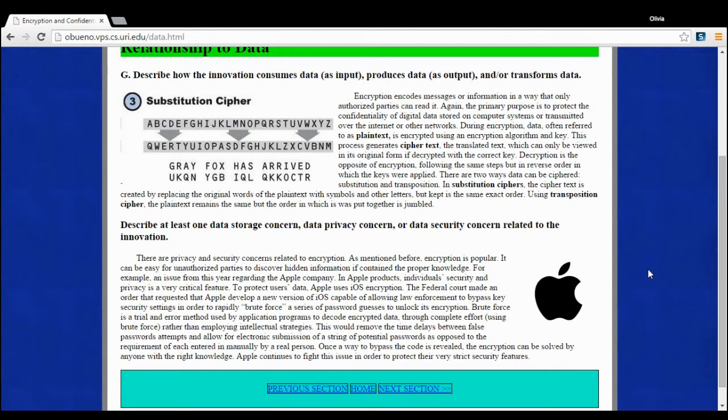The federal court made an order that requested that Apple create a new version of iOS that allows law enforcement to bypass key security settings in order to rapidly brute force a series of password guesses to unlock its encryption. This would remove the time delays between wrong passwords and allow for electronic submission of a thread of potential passwords as opposed to the requirement of each entered in manually. Once a way to bypass the code is revealed, the encryption can be solved by anyone with the code. Apple continues to fight this issue in order to protect their security features.